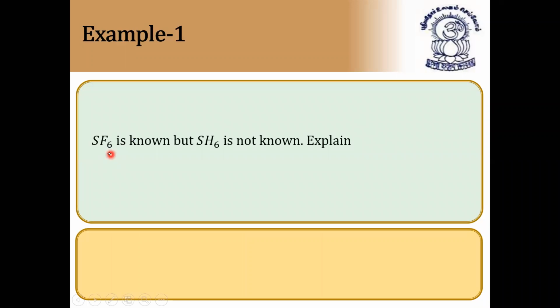Now, sulfur hexafluoride is known, but sulfur hexahydride is not known. Why? Because fluorine is the strongest oxidizing agent, so it can form a compound with sulfur, but hydrogen is not an oxidizing agent, it's a reducing agent. That's why it is not known. I hope it is clear.